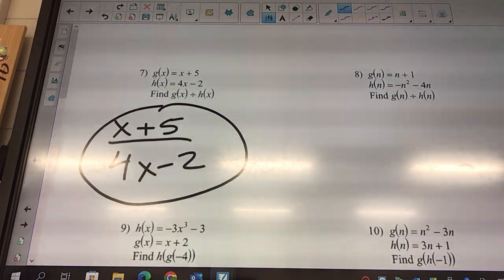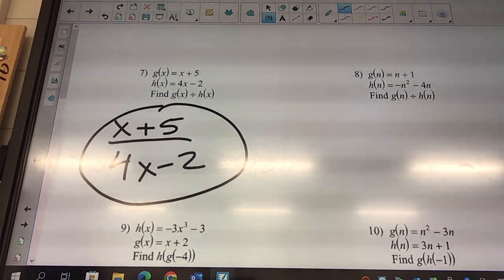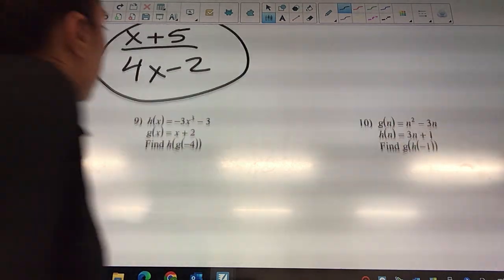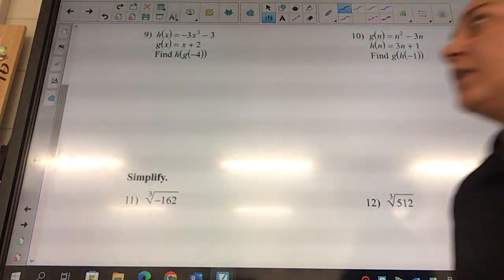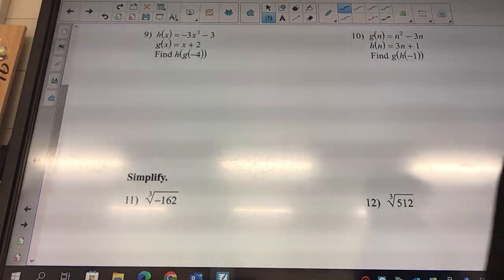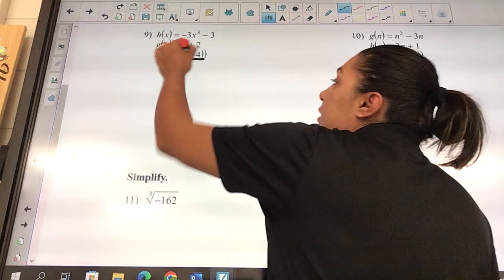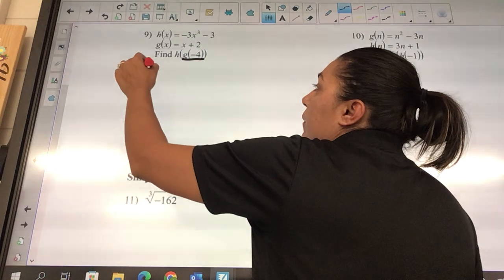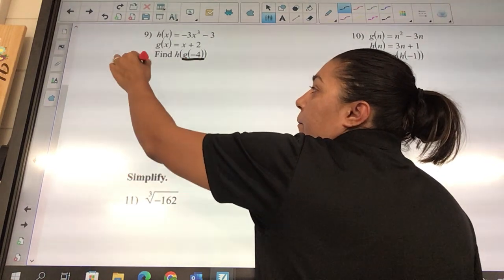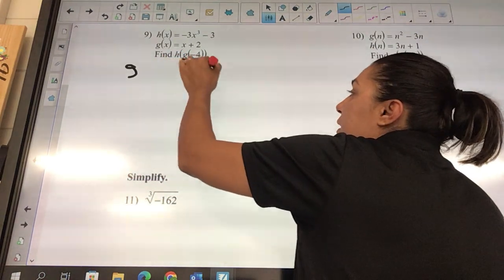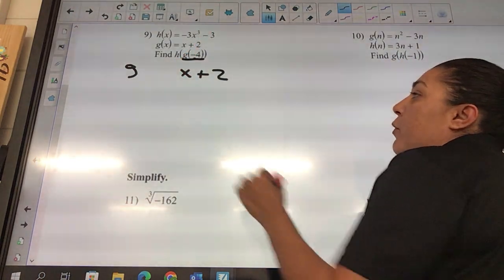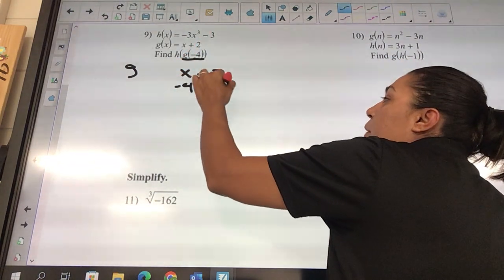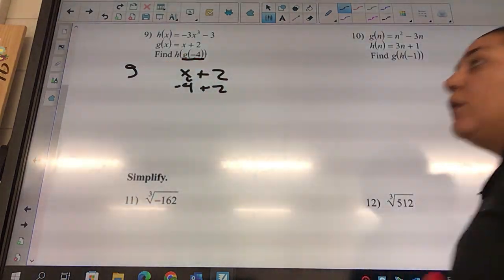Okay, the next one is that composition. So, which function are we going to use first? G. Okay, and everywhere there's an x, we're plugging in what? G is x plus 2. Yep, we're plugging in negative 4. So it's going to look like negative 4 plus 2. Okay, and what is that?